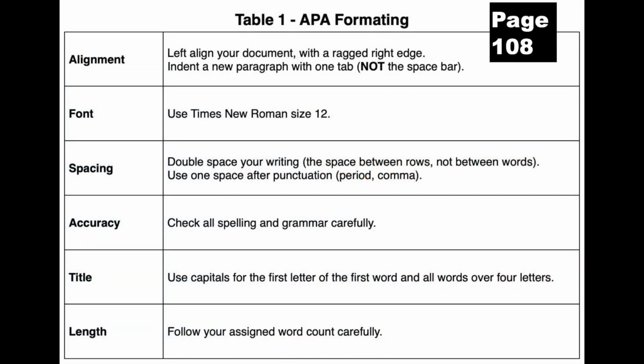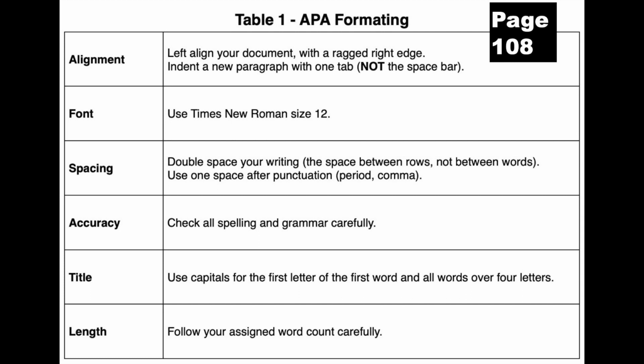Take a look at Table 1. You will see the same table on page 108 in your AEA1 textbook. It focuses on alignment, use left alignment, font, Times New Roman 12 size, spacing, double space your writing, use one space after punctuation, such as a period or comma.